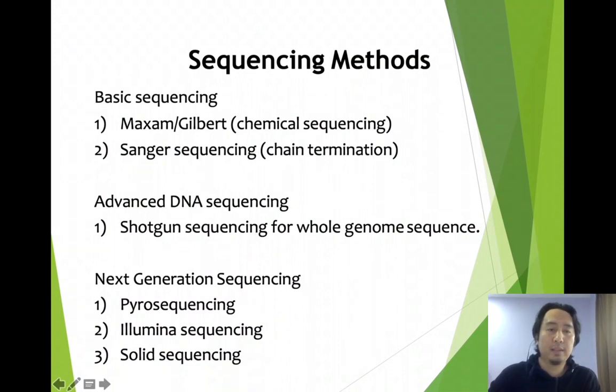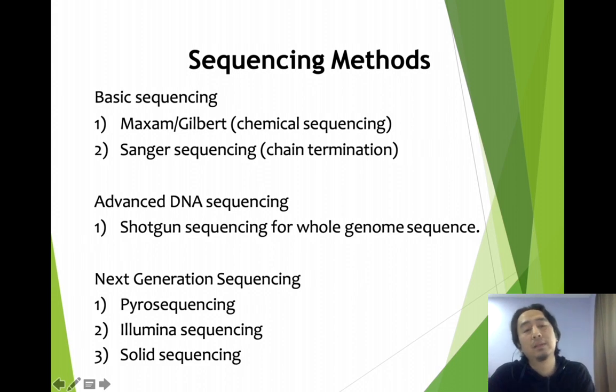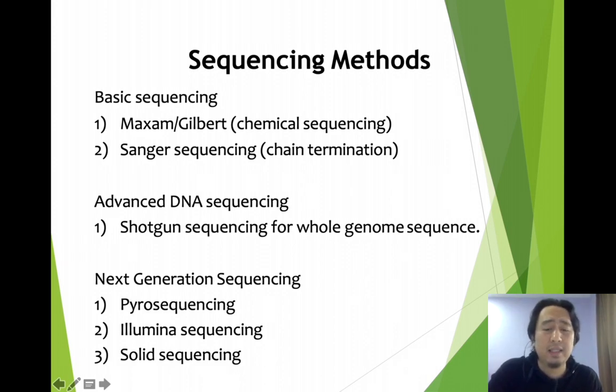There are two basic sequencing methods that were pioneers for today's newly advanced DNA sequencing methods. The basic sequencing consists of two methods, which are Maxam and Gilbert's. Both are scientists, Alan Maxam and Walter Gilbert. They developed a sequencing method based on chemical sequencing, known as the chemical termination process, back in 1977 until 1980.